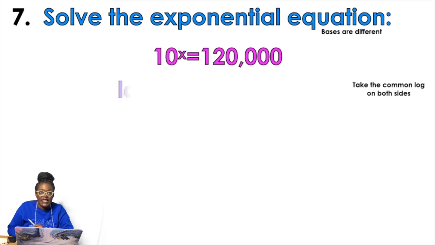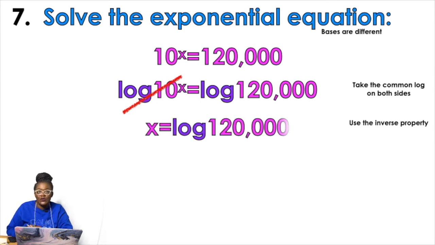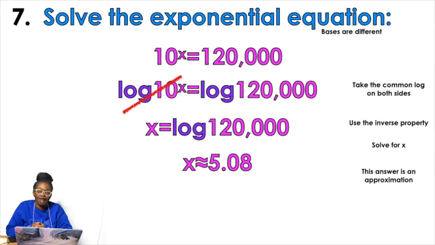So if I take the common log of both sides, what's going to happen is I can now use my inverse property to cancel out log base 10 of 10. So automatically doing that, I get x equals log of 120,000. And that's my answer. This is my exact answer right here, and I can just leave that at that. I could also figure out what that is in the calculator for an approximate answer. But that's it. Solve for x. Again, one answer is exact, one answer is approximate.